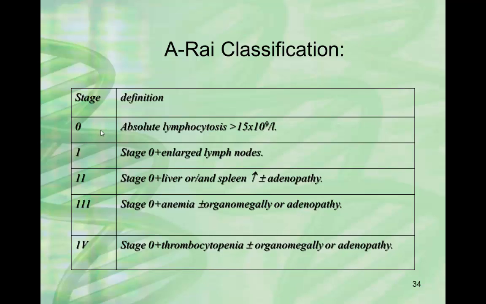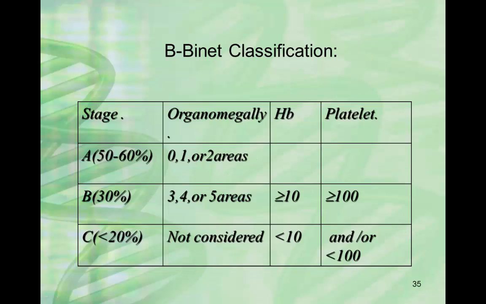So basically, stage 0 is absolute lymphocytosis of more than 15,000. Stage 1 is stage 0, this absolute lymphocytosis, plus lymphadenopathies. Stage 2 is stage 0, absolute lymphocytosis with splenomegaly and/or hepatomegaly and/or lymphadenopathy. Stage 3 is the absolute lymphocytosis plus anemia plus any organomegaly or lymphadenopathies. And stage 4 is all of them, including the myelocyte lineage involvement as well.